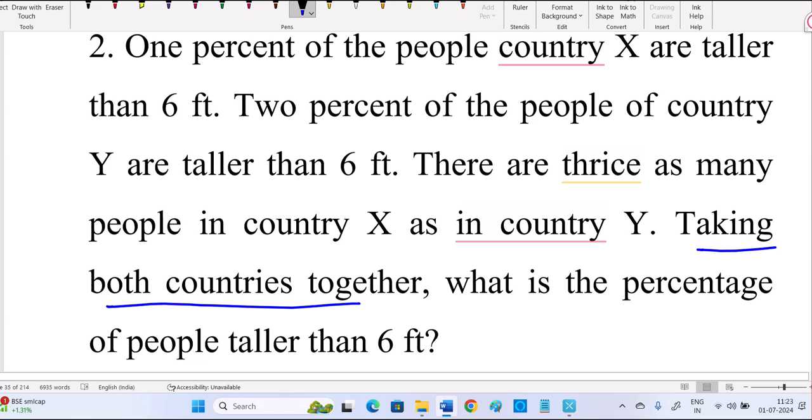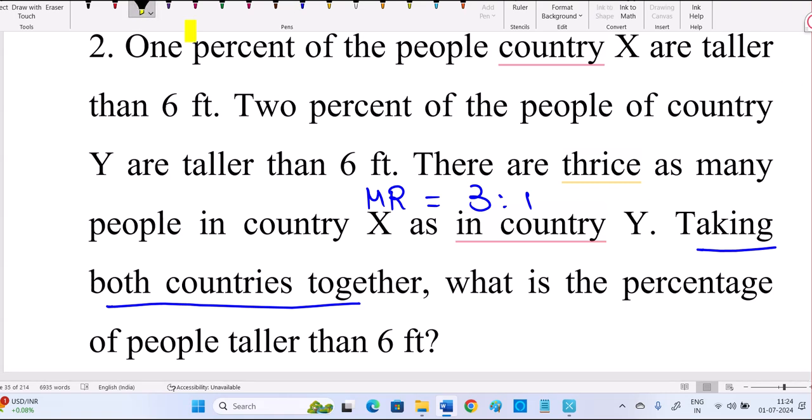Sir, mixed ratio not given, they given indirectly. Thrice as many people in country X as in country Y. The mixed ratio is 3 is to 1. Country X people are thrice as compared to country Y. 3 is to 1 is the mixed ratio. Mixed ratio is given. Right. Now what's your answer? Mixed ratio is given indirectly.